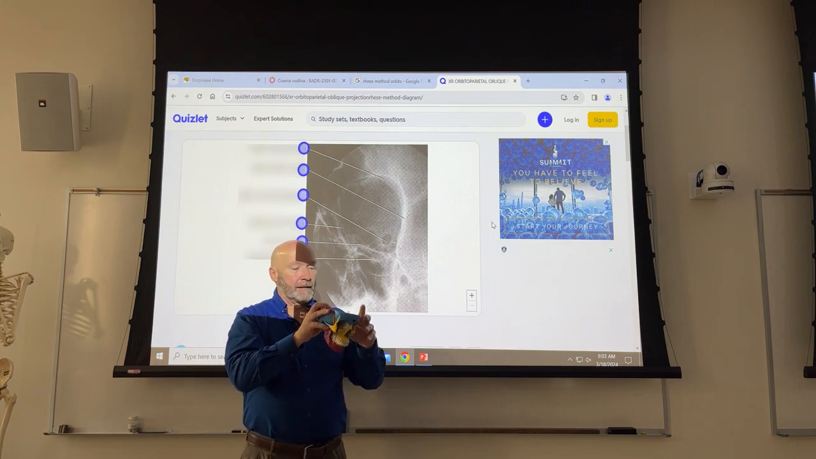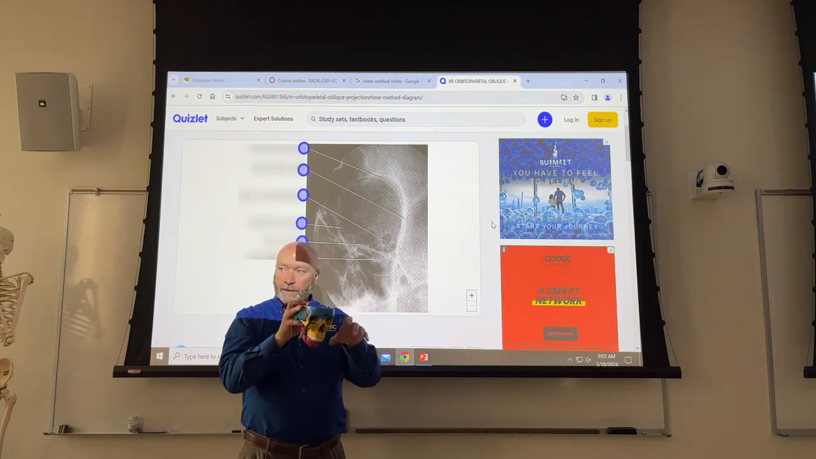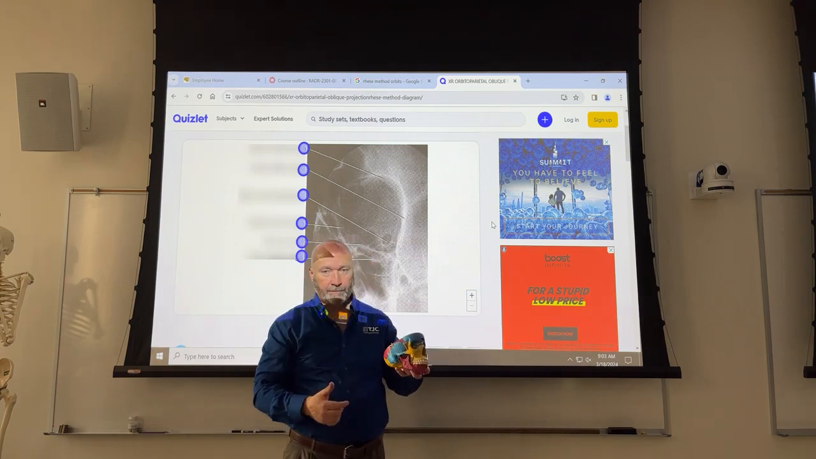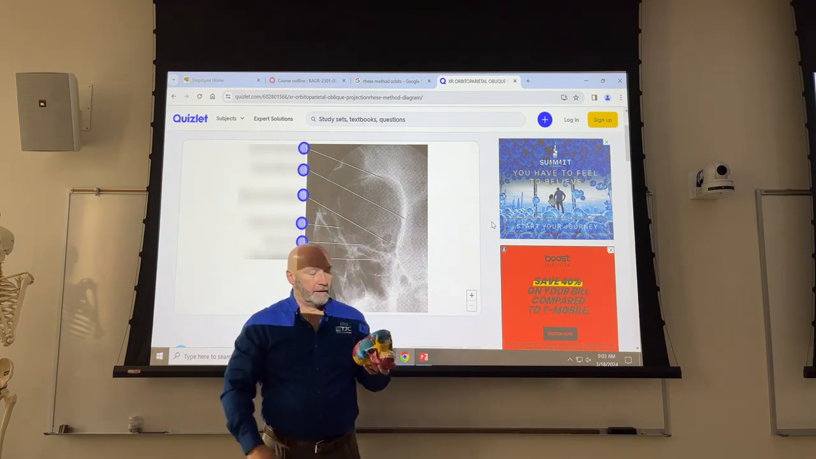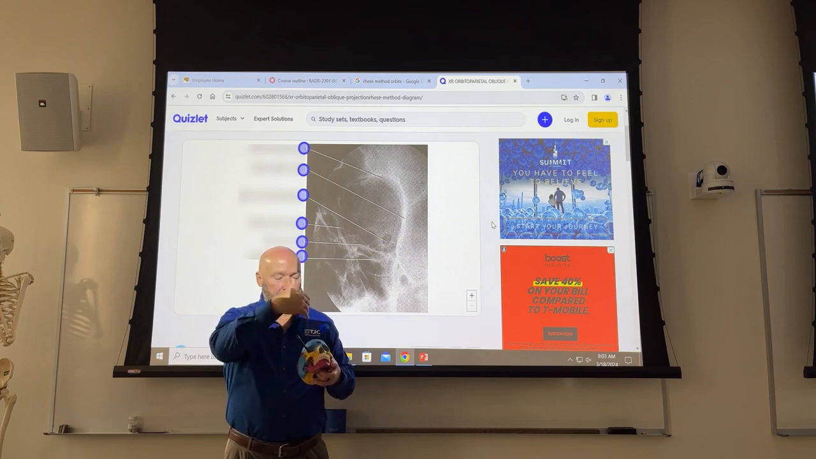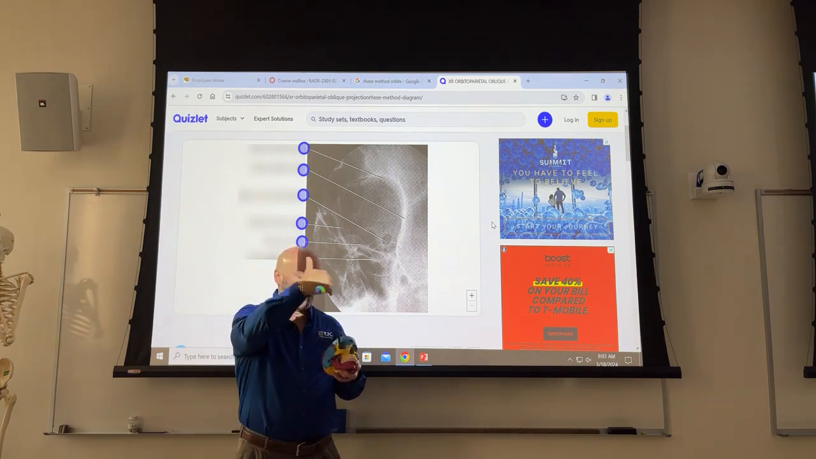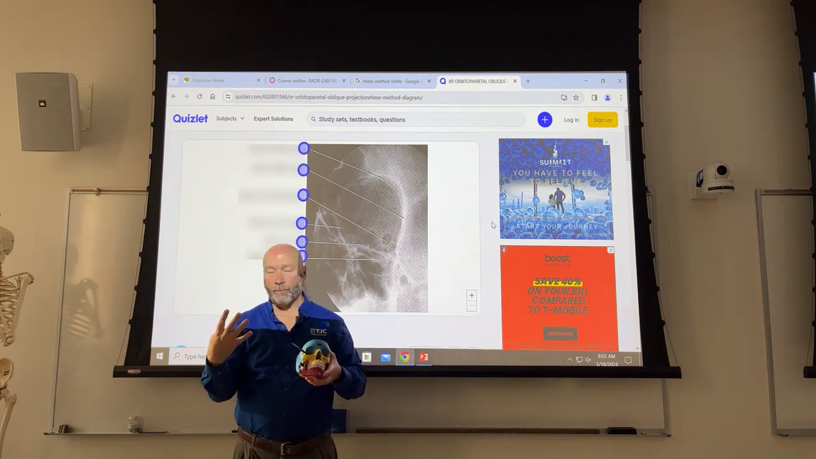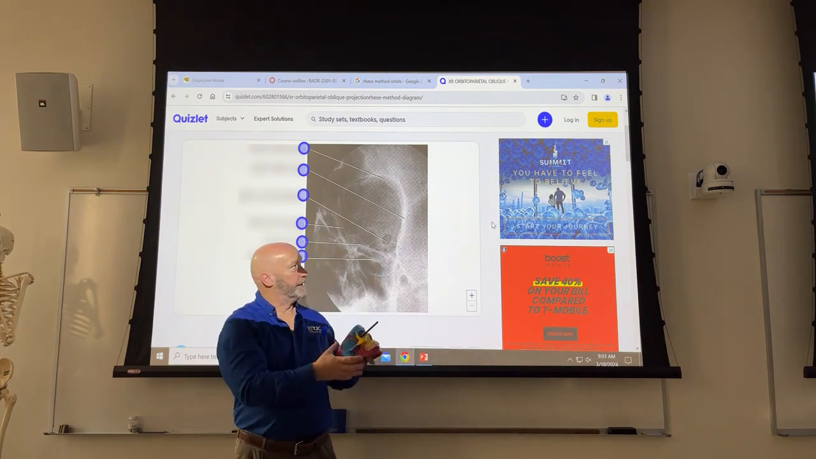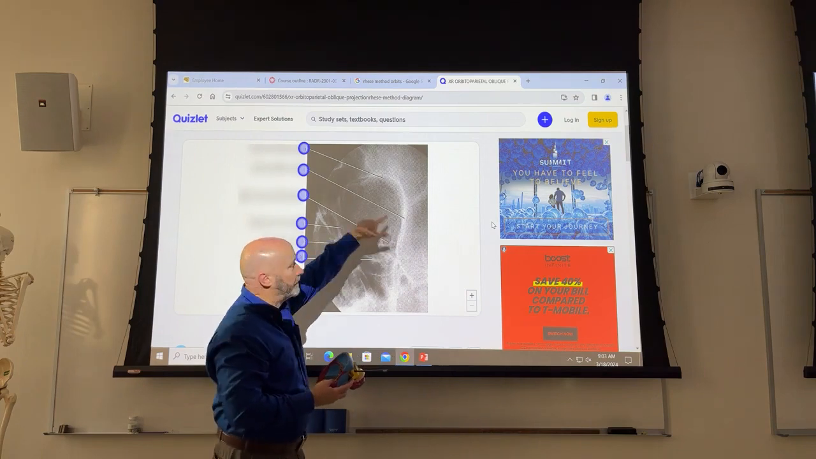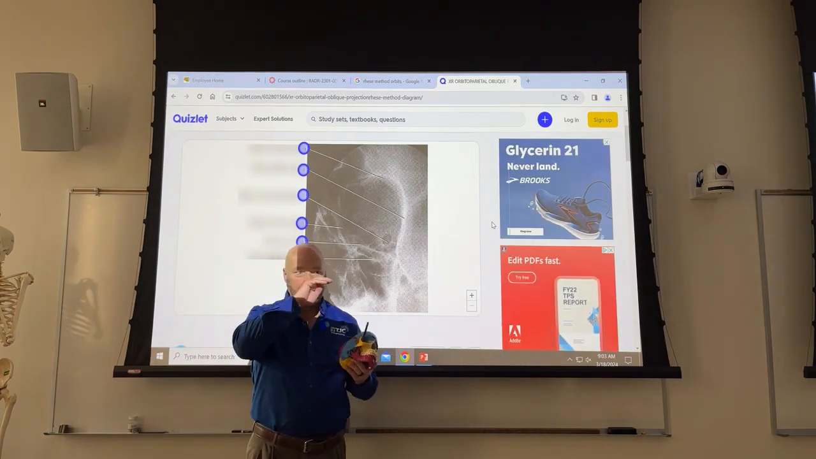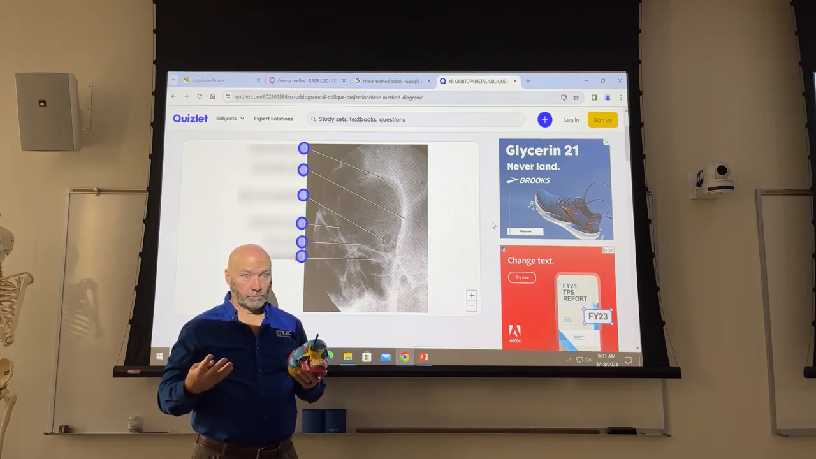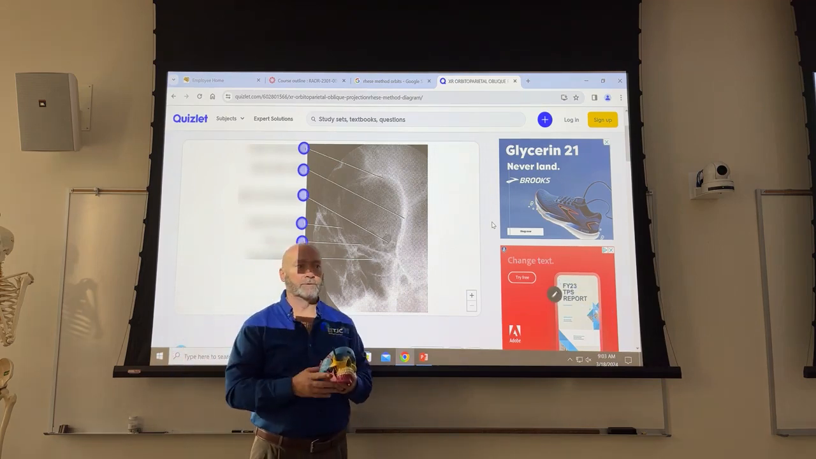Collimate down to just the area of the orbit itself, and where that should project the optic canal is pretty much where you're seeing it right now. If I were to cut the orbit in half from top to bottom, and also in half from left to right, you get four portions. Anytime we have four of anything, we call those quadrants. So you've got four quadrants.